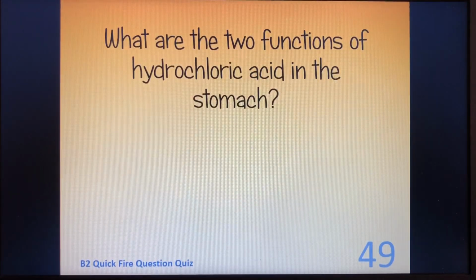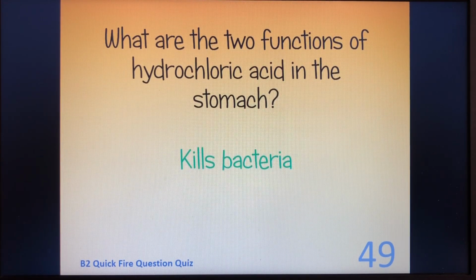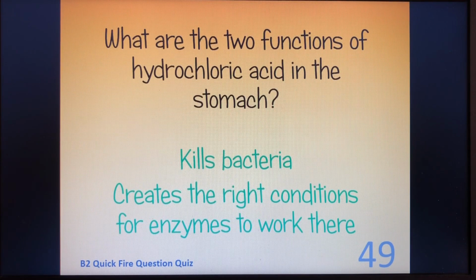Two questions left. Question 49. What are the two functions of the hydrochloric acid in the stomach? Okay, the first one is to kill bacteria, and the second one is to create the right conditions for enzymes to work there. So the acidity or alkalinity of the environment helps those enzymes to function, prevents denaturing of the enzymes where the active site changes shape. One point for each mark there.